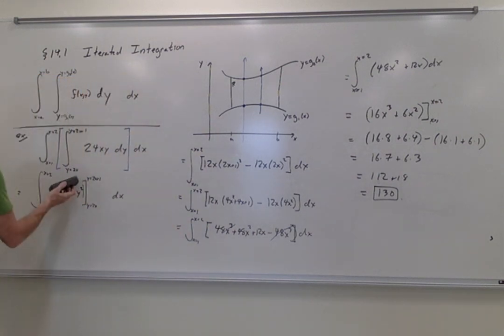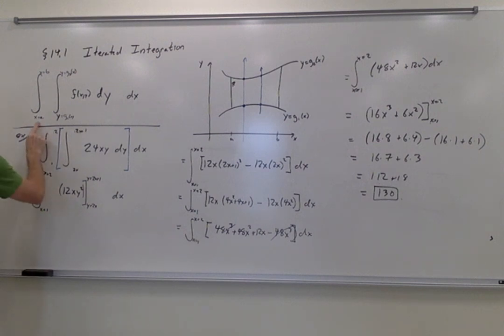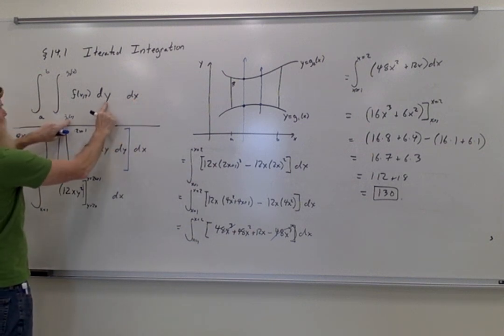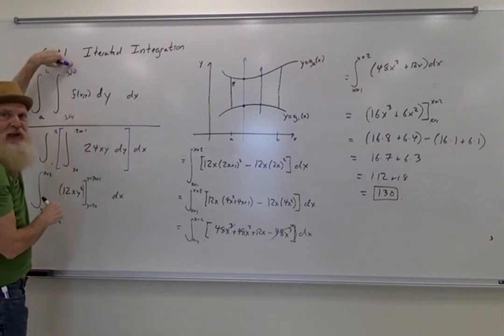Now, one note on notation. Generally, when the bounds are given, the y equals and x equals are not explicitly written. So you'll typically see something that looks like the integral from a to b, integral from g1 of x to g2 of x. And you'll rely on the context to know that it's x going from a to b on the outside, and y going from g1 of x to g2 of x on the inside.